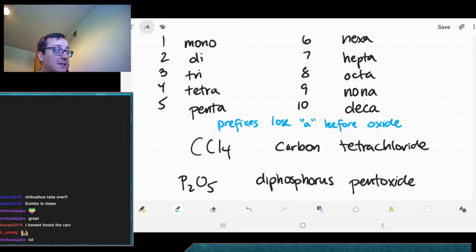But we would say something like triiodide. We don't mess with anything but with oxygen. So with oxygen, we just get rid of the last A. So octoxide. It's a little weird. Heptoxide.